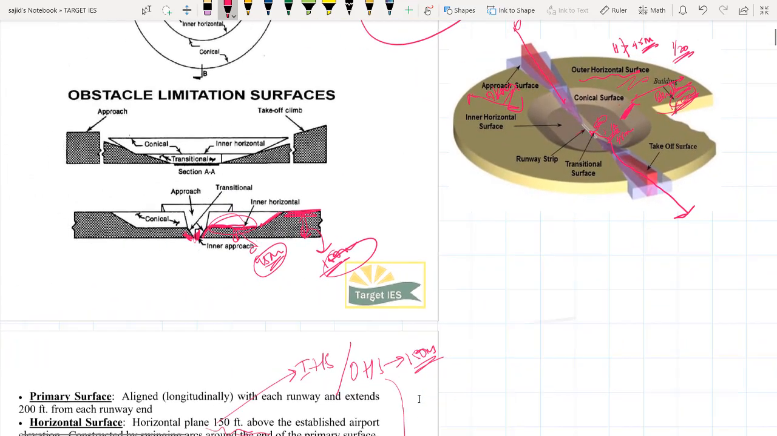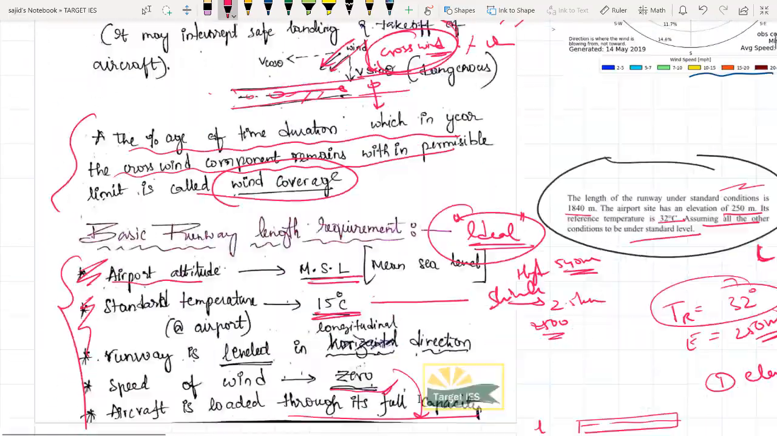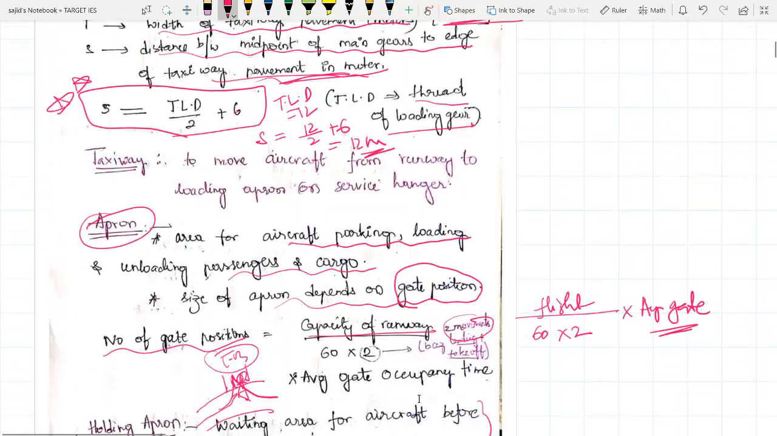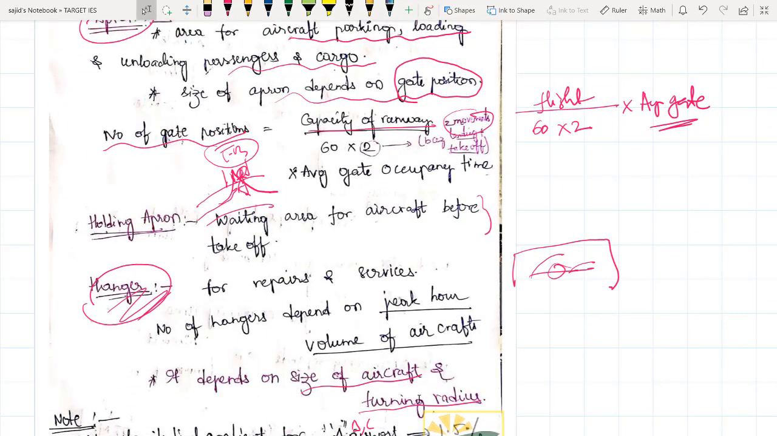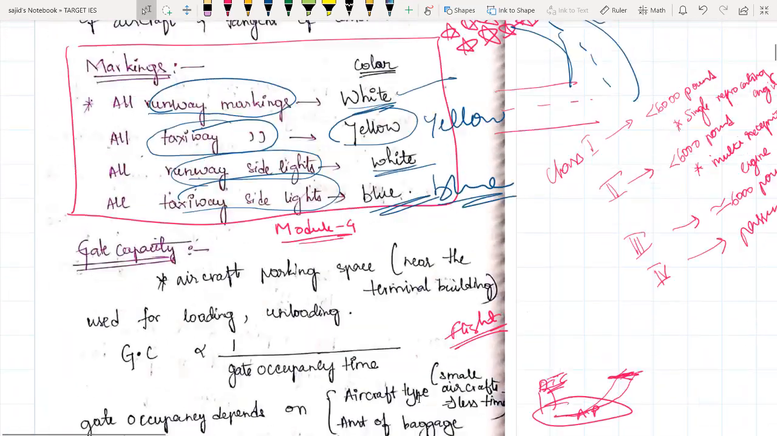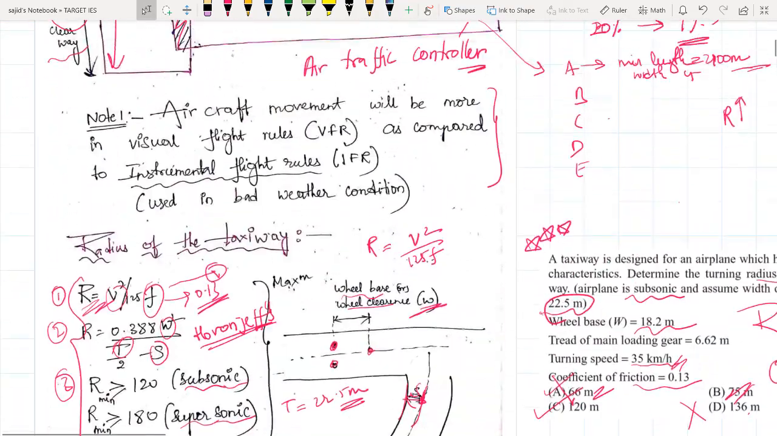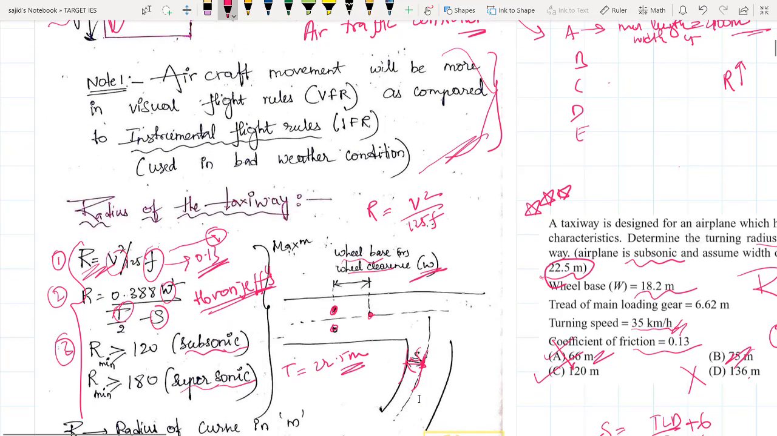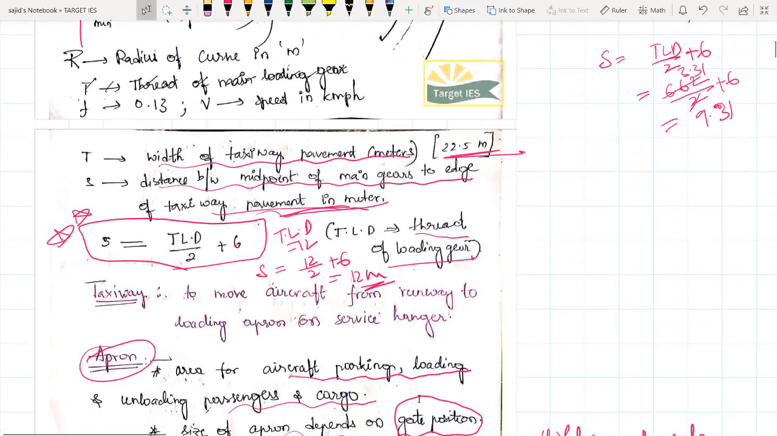Everything is clear. Now let us talk about the gate capacity, the last concept. How many flights can be landed in an airport in 1 hour or 1 day, it doesn't matter, you can calculate. See, there are a lot of one liners which I have given here. Be perfect in that, okay. I have given quite a few one liners which will help you in your examination. Aircraft movement will be more in visual flight rules as compared to instrument flight rules. These are very common.